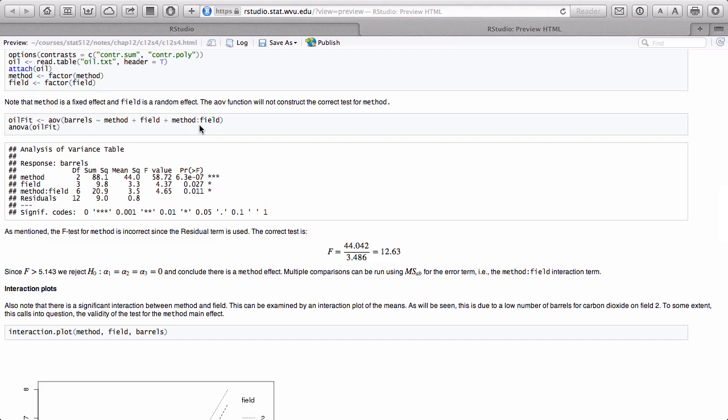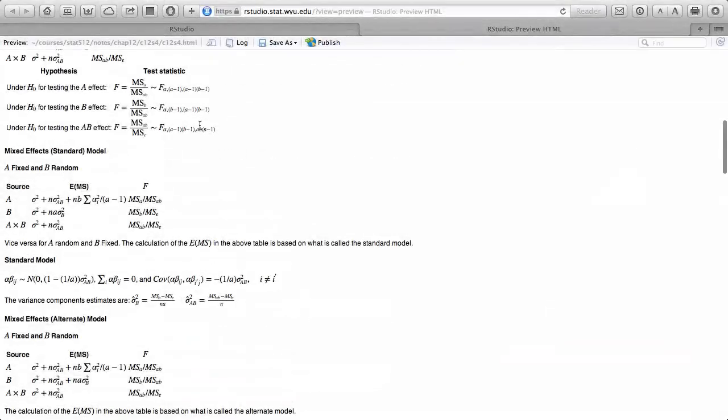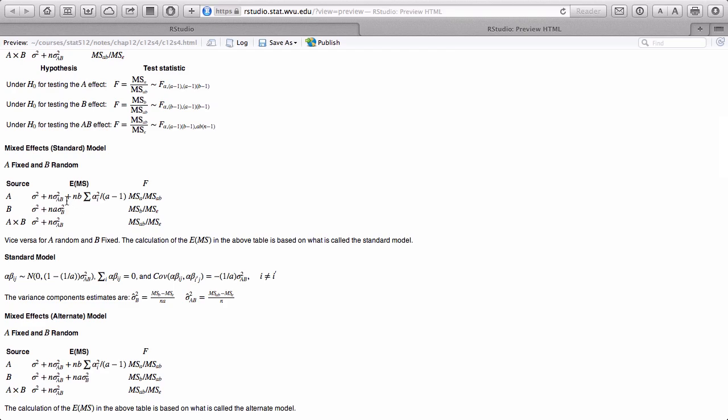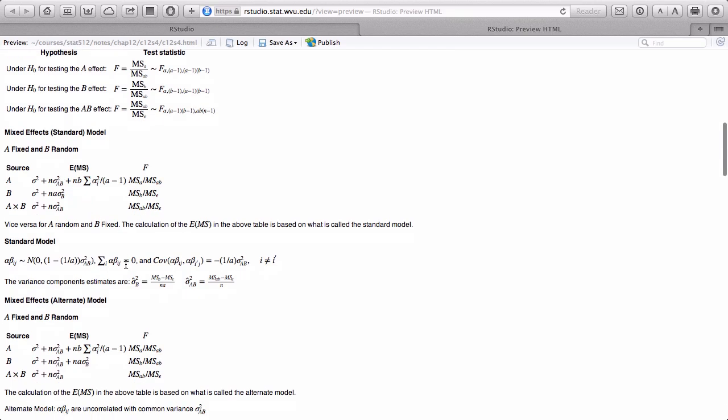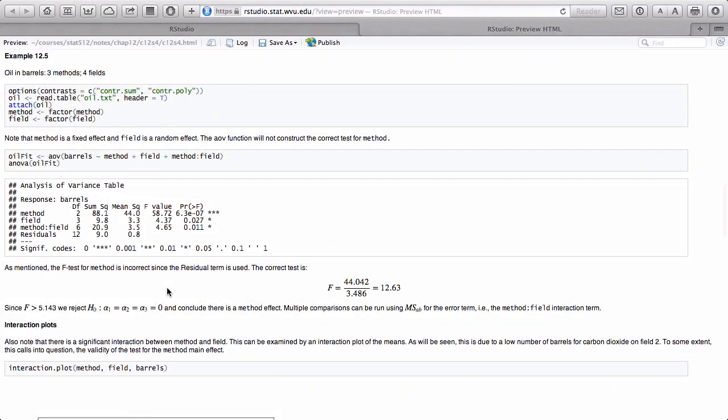Now, if we were going to do the standard model right here, we would use the AB interaction to test the fixed effect. Yeah, the fixed effect is method, so I would use the method by field. I would divide 44 by 3.5. That's what I've done here. This is rounded off, this is unrounded. So the actual F test for method is 12.63.